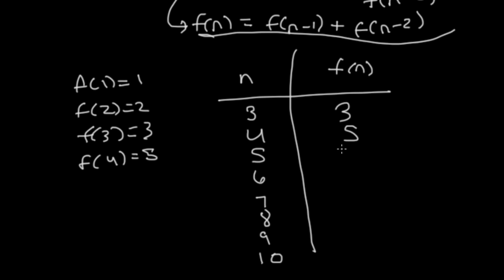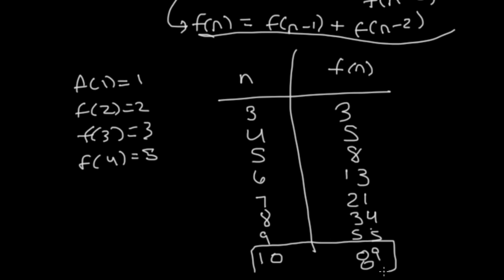So 5 would be 3 plus 5, which is 8. 6 would be 5 plus 8, which is 13. 7 is 8 plus 13, 21. And you keep going up like that. 34, 55, and 89. So we find that the number of ways Susie can climb 10 stairs is 89. So that's pretty much how you solve this problem.